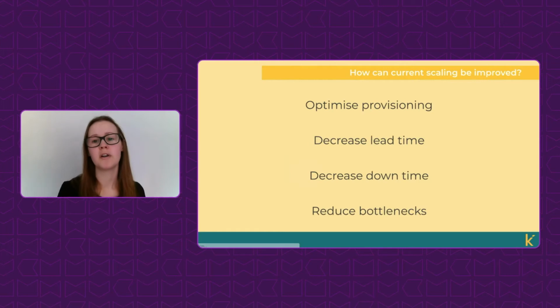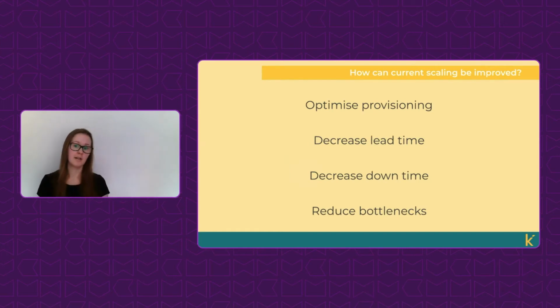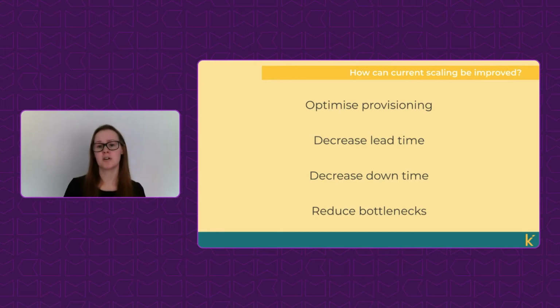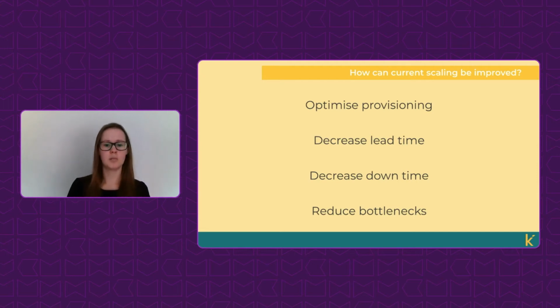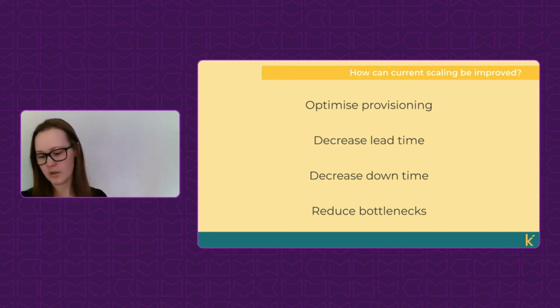So once you've got an idea of where you currently are, you need to have a think about what you'd like to improve with your changes. So is your infrastructure currently under or over provisioned? Is there a lot of time to make changes at the moment? Is there downtime when you make changes? Or are there bottlenecks in your infrastructure?